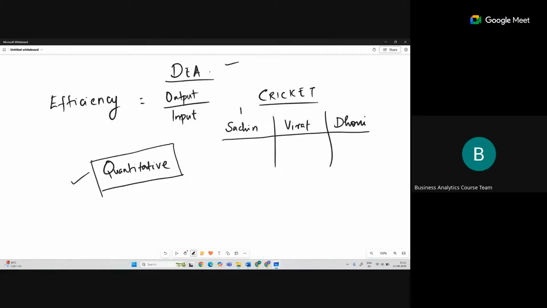Sachin played in a different era. Dhoni played in a different era. Virat and Dhoni are more or less contemporaries, but Sachin and Virat played in different situations, different conditions. Sachin has more runs. Virat has a higher average, a higher strike rate, and more centuries. So they are very different. How can you compare Sachin and Virat? That's my question. DEA lets us do that. DEA tells us, is Sachin efficient? Is Virat efficient?